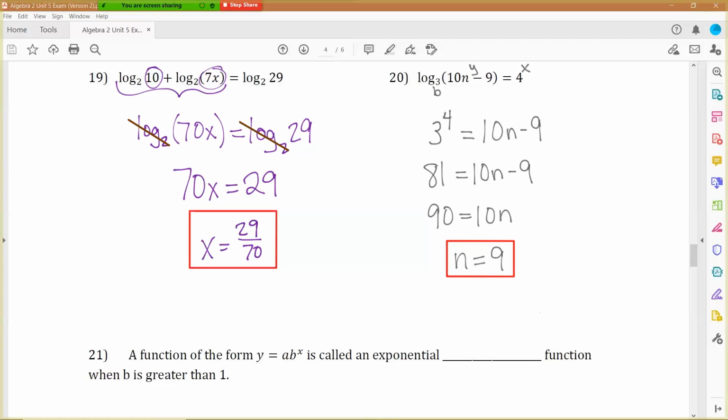Question 21 says a function in the form y equals ab to the x power is called an exponential blank function when, keywords here, b is greater than 1. So if your b value is greater than 1, you have two answer options. Is this an exponential growth function or an exponential decay? Growth. There will be a question like this on your test. You're going to have to fill in exponential growth or exponential decay based off of what they give you right here.